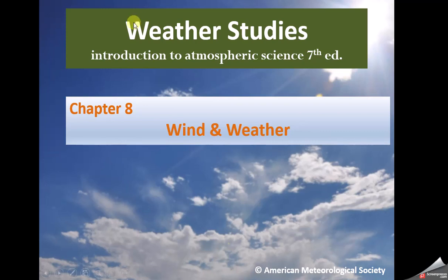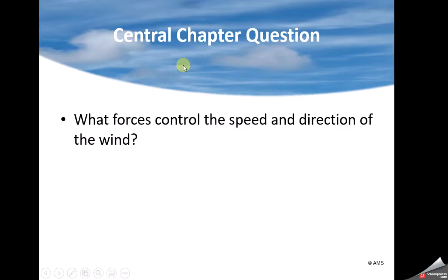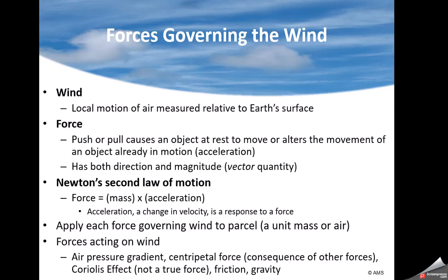So with that, what forces control the speed and direction of the wind? Wind is just local motion of the air. In other words, if you walk outside, what you feel blowing in your face or at your back, pushing you somewhere, is the wind. You can't really see it. You can see what it does. You can feel it. So there's always a push or pull that's pushing this wind.